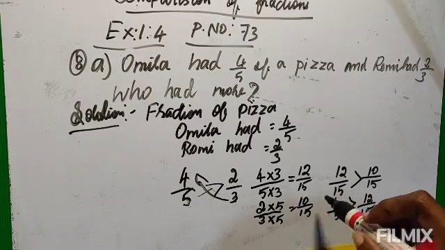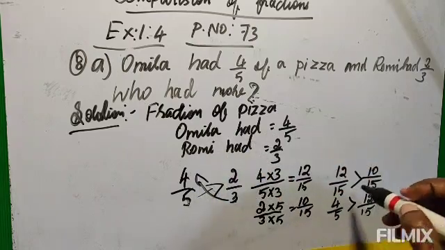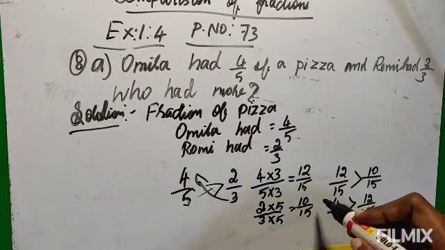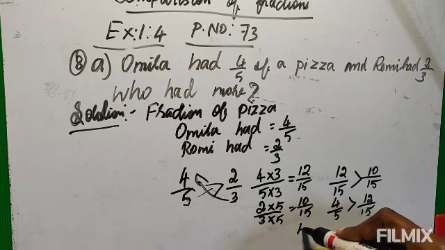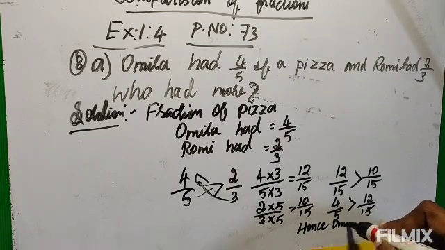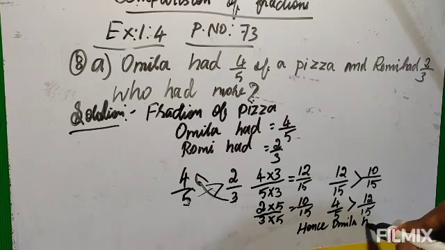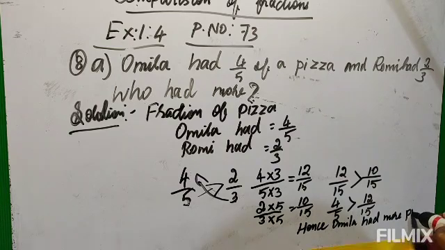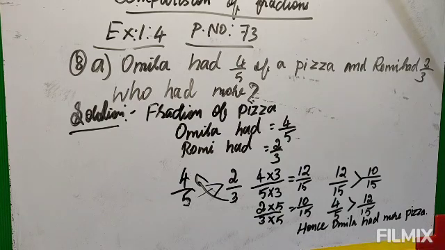So who had 4 by 5? Omila had 4 by 5. So you have to write the answer: hence, Omila had more pizza. This is the way you have to do the answer. You have to do the problem with the statement. Without the statement you will not write.